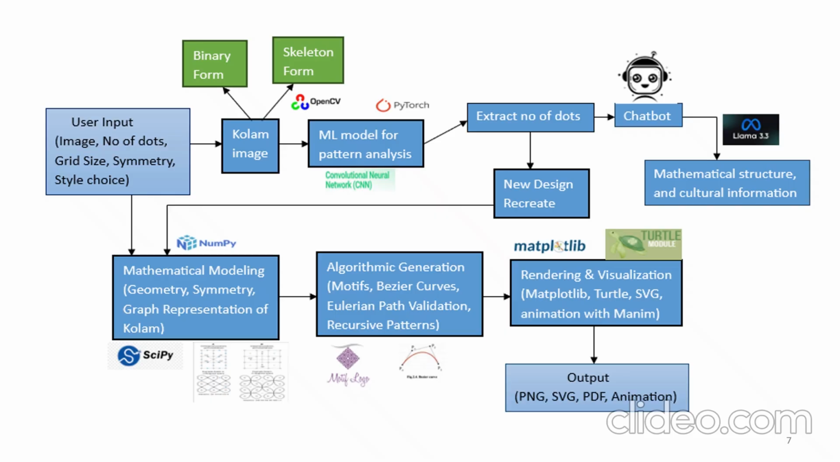Next step is column image conversion. The input image goes through pre-processing, where it is converted into binary form or skeleton form using OpenCV. This step also helps simplify the pattern for analysis.